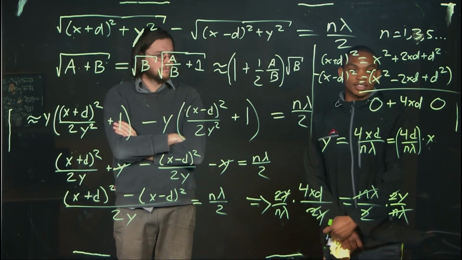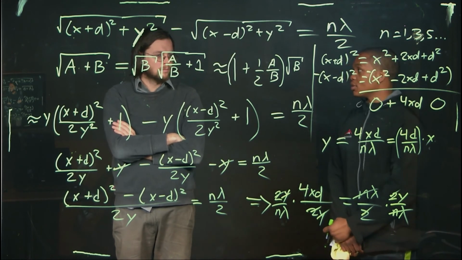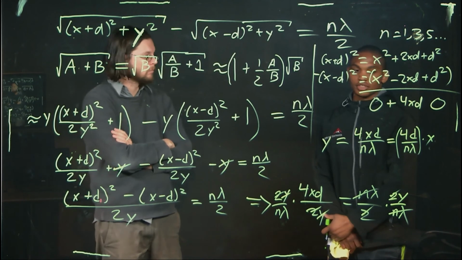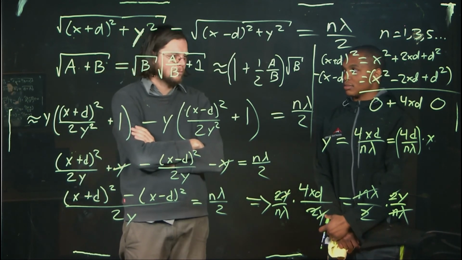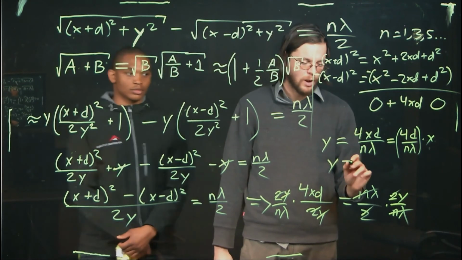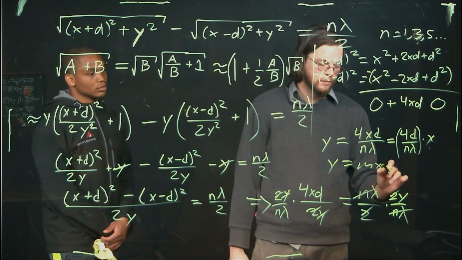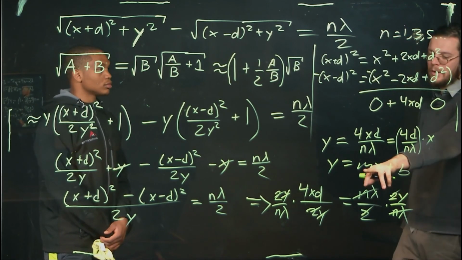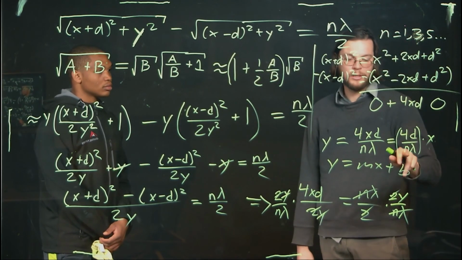Well, you can see that it's a straight line. You can see that the 4D over n lambda is just a constant. Yeah, that's right. If we were going to come up with some sort of y equals mx plus b, we now know that b is 0, and m, the slope, is just going to be 4d over n lambda.